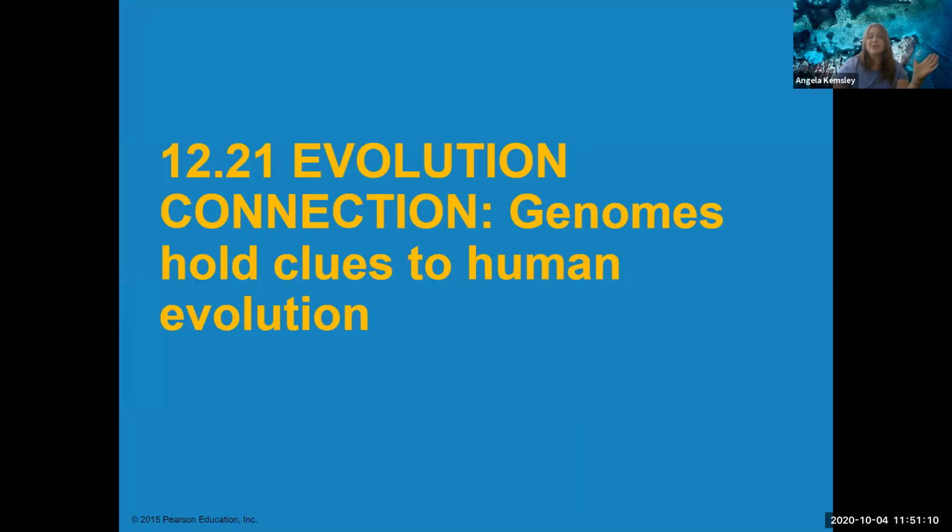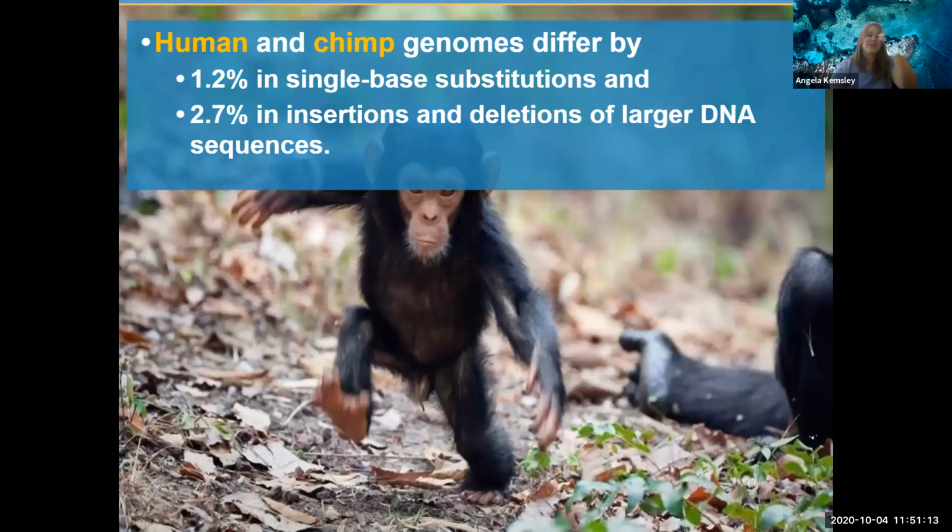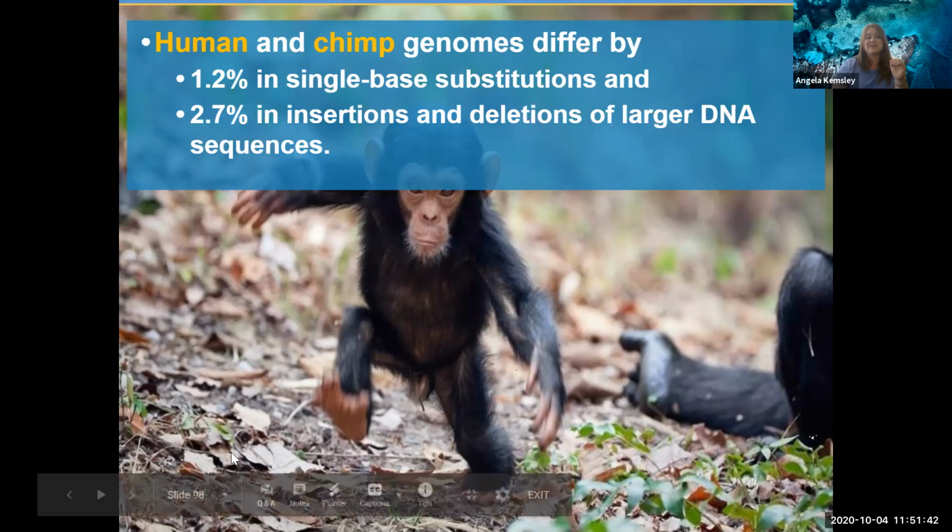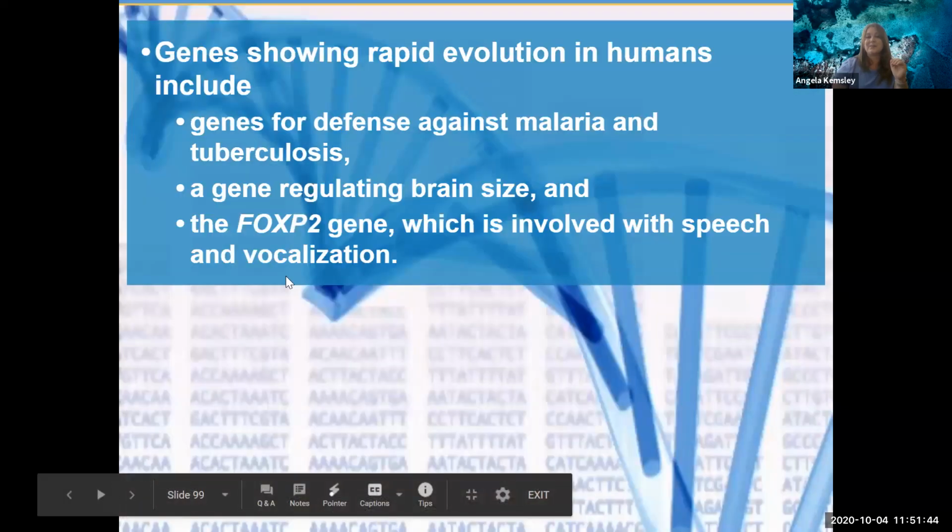So genomes hold clues to human evolution. I mentioned earlier that humans and chimpanzees share a lot of their genome. They actually share about 96% of our genomes. About 1.2% in single base substitutions and about 2.7% in insertions and deletions of larger DNA sequences are the difference. So 96% is pretty much identical between humans and chimps. The remaining 4% differs 1.2% in single base substitutions and about 2.7% in insertions and deletions. So very, very similar, actually.